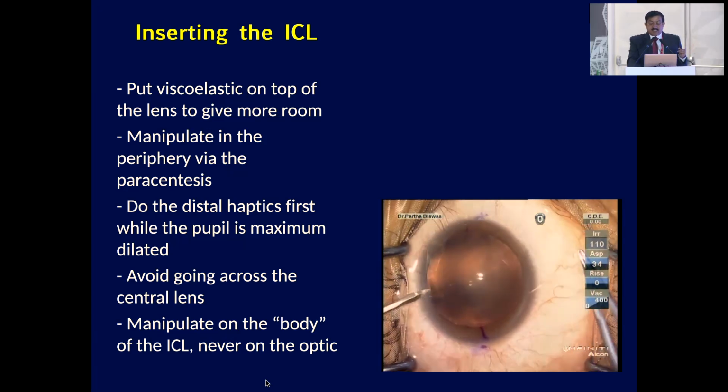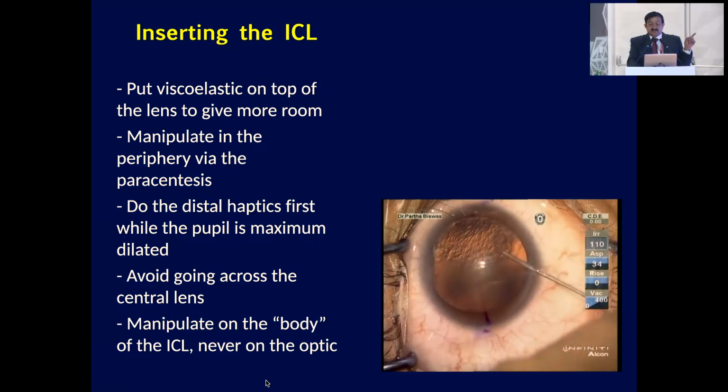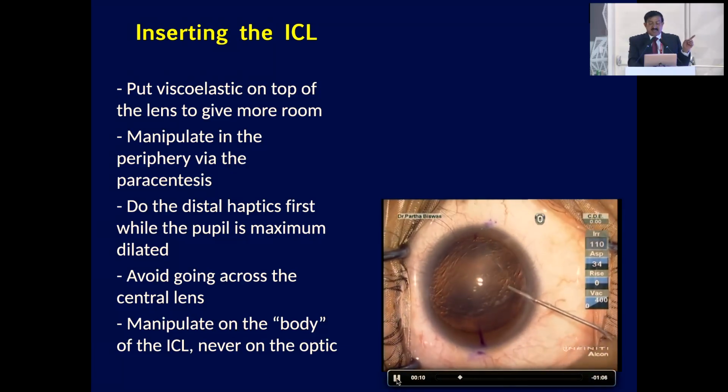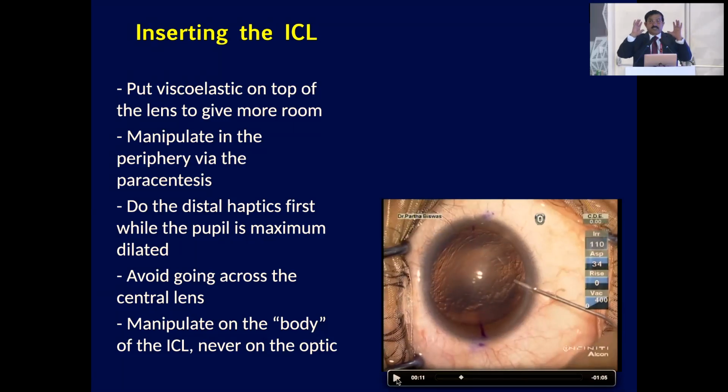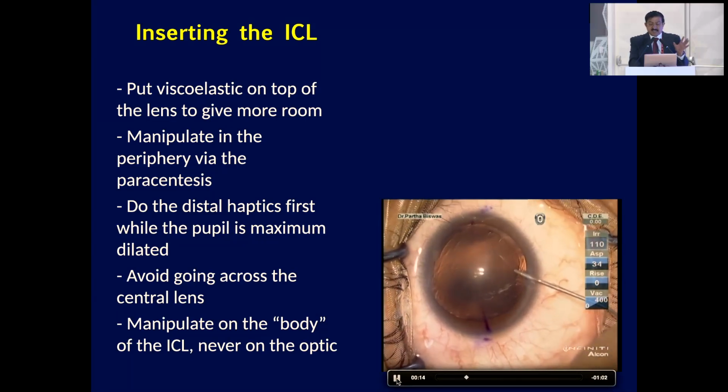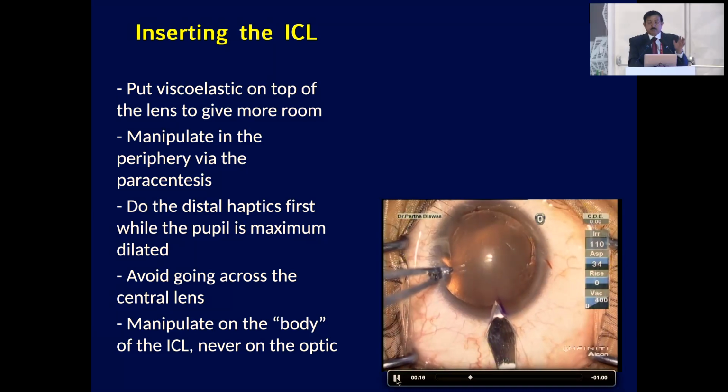So side ports done. The stream of viscoelastic again is important. What is said is the stream should be just such that it starts coalescing. That is the optimal amount of viscoelastic inside. When that has happened, then you make the main port.